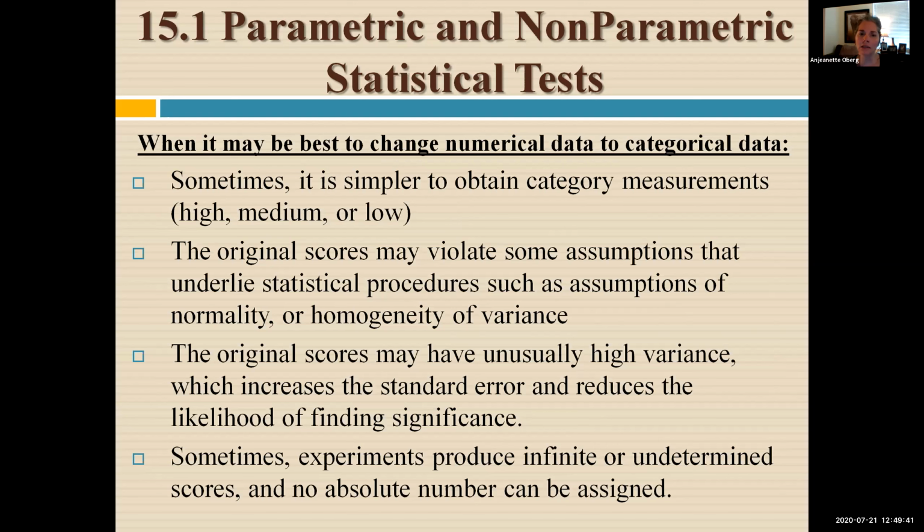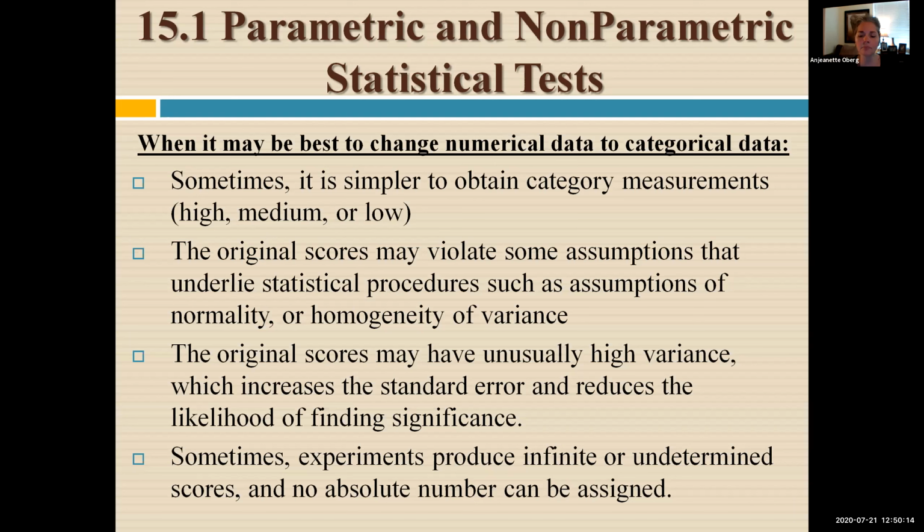So let's talk a little bit about situations when you may want to change that numerical or scale data into categorical data. Sometimes it's just easier. We can't quantify low, medium, or high, but it might be just easier to collect data in terms of categories. Additionally, as I mentioned earlier, we may have violated some assumption that's necessary for that technique, and so we have to turn around and convert to a non-parametric option, which doesn't require assumptions of normality or homogeneity of variance or anything like that.